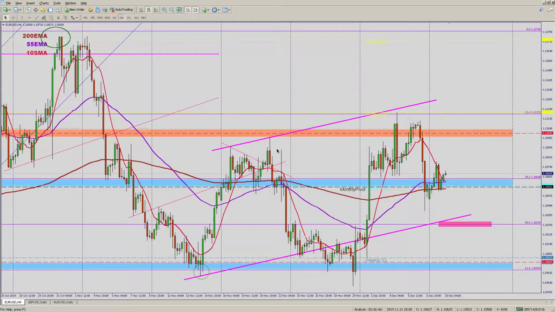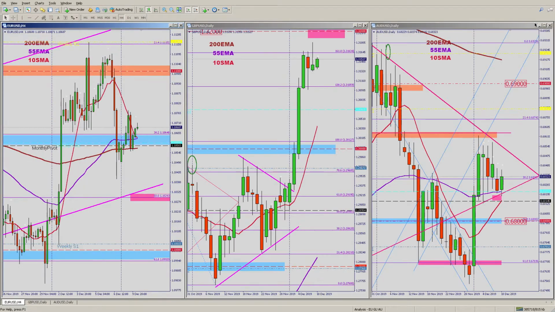Right, that's for now. This euro is going to be consolidating and ranging within this range here, only about 40 pips, and at most another 70 pips. Let's take a look at the cable.